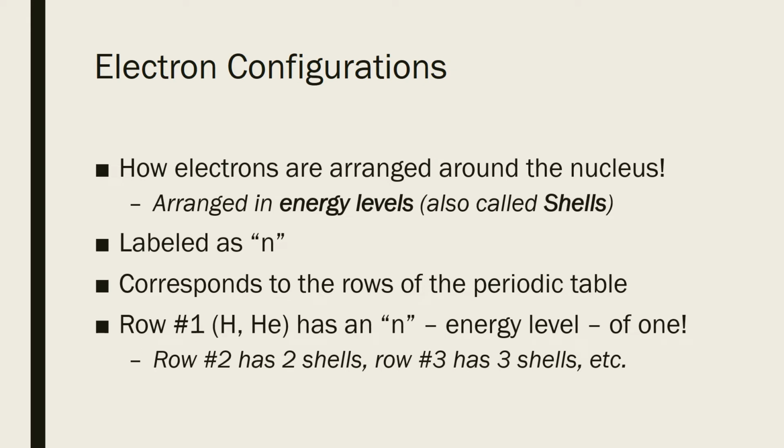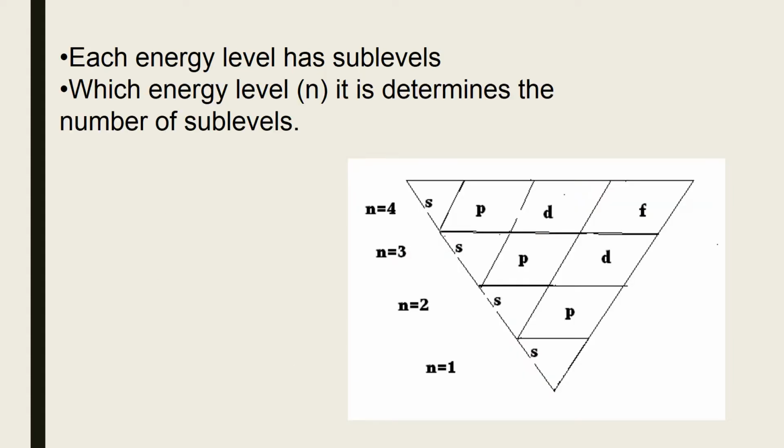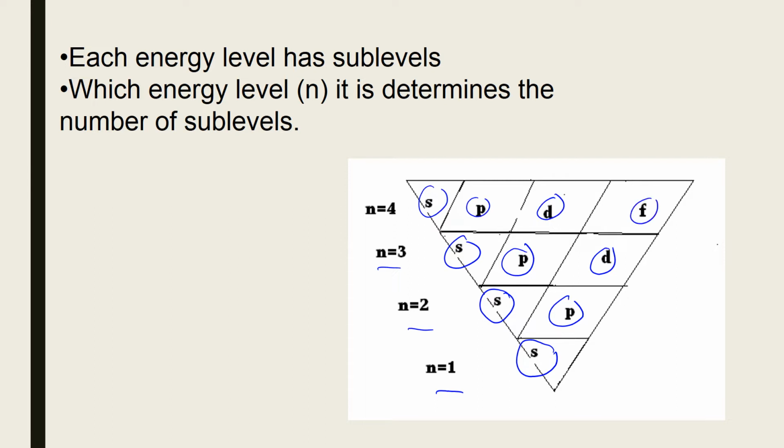Row 2 has 2 shells, row 3 has 3 shells. We'll get into that as we go through. Each energy level has subshells. Row 1 only has the S subshell. Row 2 has an S and a P. Row 3 has an S, a P, and a D. Row 4 has an S, a P, a D, and an F. You notice this only goes up to 4, and there are 7 rows on the periodic table.